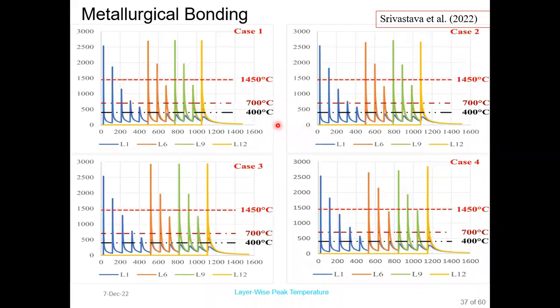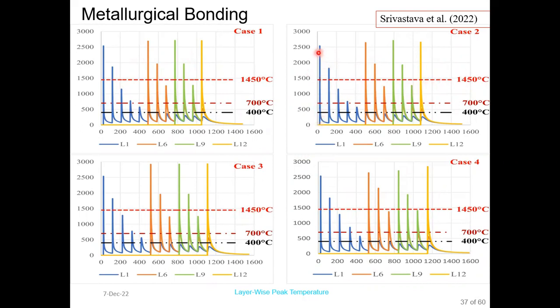Now, based on the proposed methodology, I first have to ensure that there is sufficient metallurgical bonding or not. For that, I have extracted the maximum peak temperature associated with different layers for all the cases, as shown in this figure. This is for case 1, 2, 3, and 4. Case 1 is a single heat input strategy, so we'll discuss it later. Apart from that, case 2, case 3, and case 4 are variable heat input systems. Here we can see that this red dotted line shows 1450 degrees Celsius, which is the melting point of the feedstock I have used.